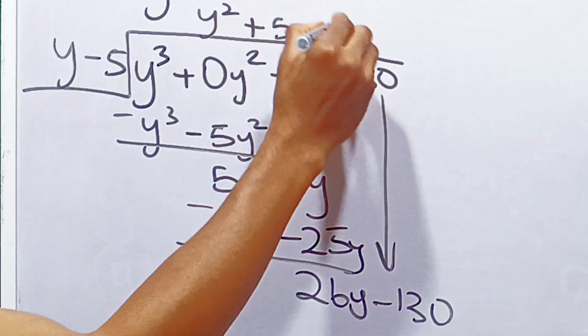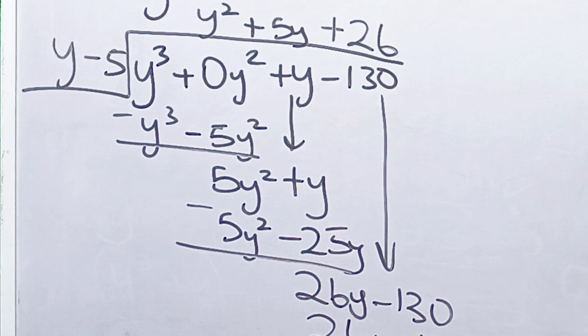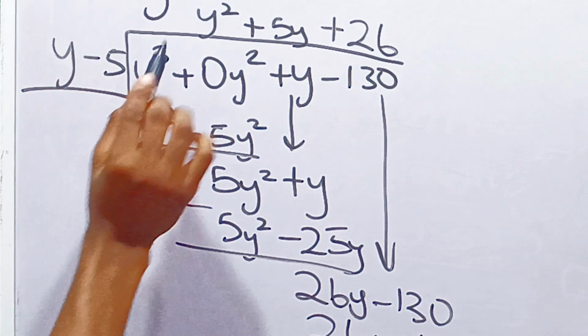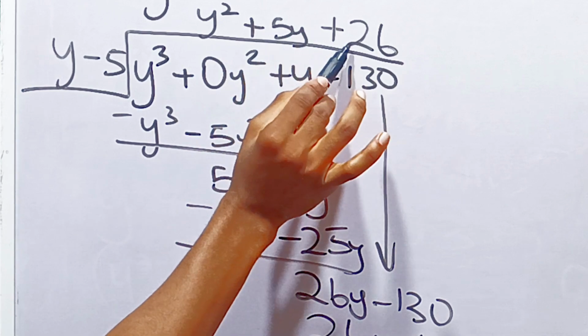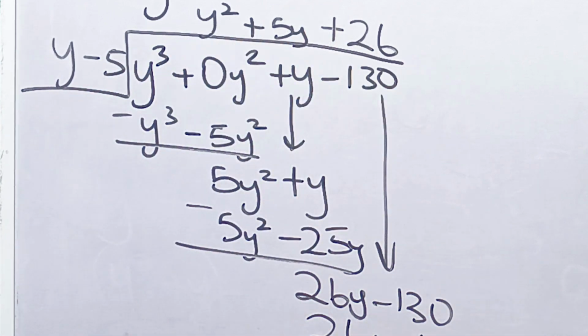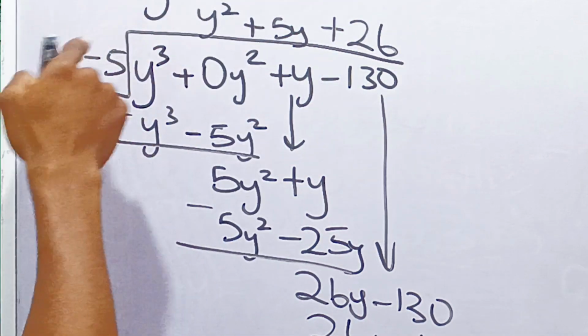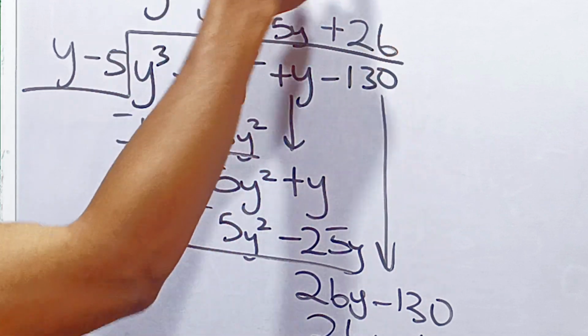26y divided by y is 26. 26 times y is 26y. 26 times 5 is 130. Okay, so this is 0. Hence, the other factor, as I said before, is y squared plus 5y plus 26. When you divide this by this, you get this without any remainder. So we'll go ahead and replace this equation with this multiplied by this and equate it to 0.